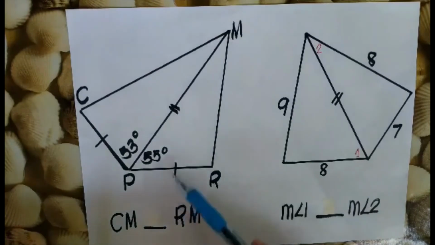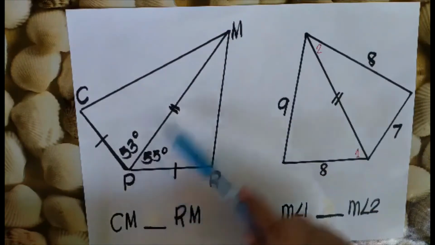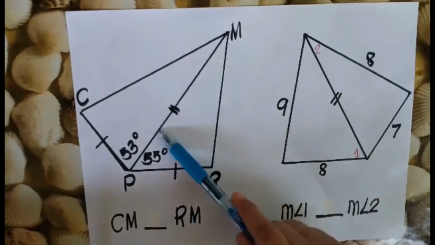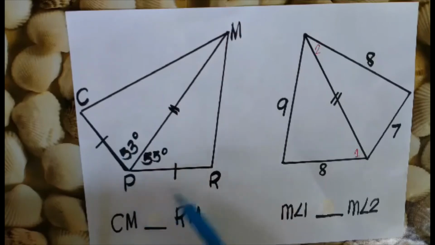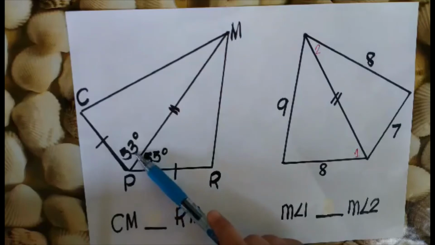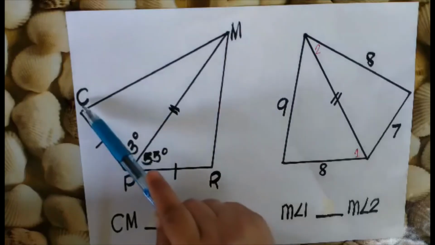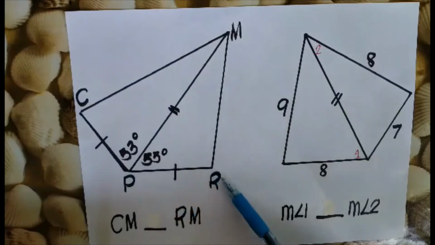Let's look at this figure. We have triangle CPM and triangle RPM. This side is common to both triangles, so this is already congruent. Then from the figure, CP and PR also have equal length based on the markings, but the angles between these two congruent sides are not the same. So we have 53 degrees and 55 degrees. The side opposite 53 degrees is segment CM, and the side opposite 55 degrees is segment RM.